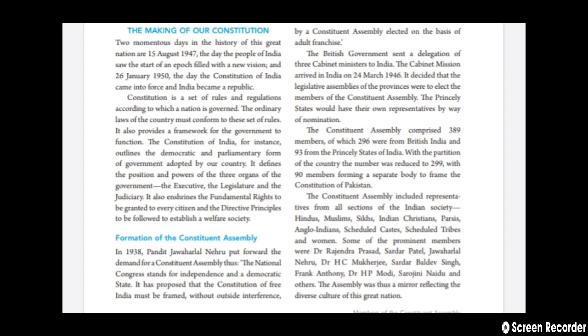With the partition of the country, the number of members, that was 389, was reduced to 299, with 90 members forming a separate body. These 90 members formed a separate body for framing the constitution for Pakistan.